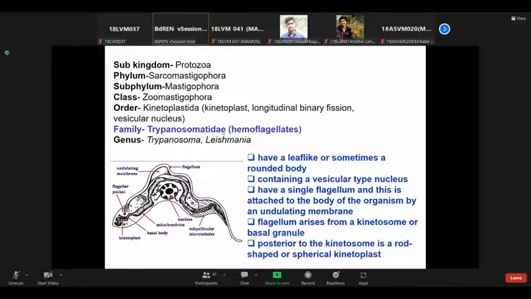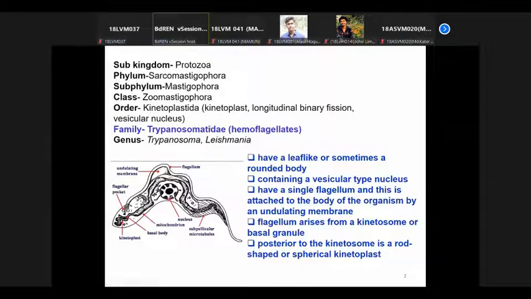So we are starting the systemic protozoology today. And first, we are going to start the phylum Sarcomastigophora. Class Eumastigophora. If you remember the previous class, I have shown some idea. You can understand easily. Now, this is the order Kinetoplastida. These are commonly called Kinetoplastida.